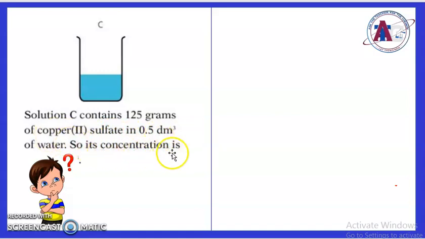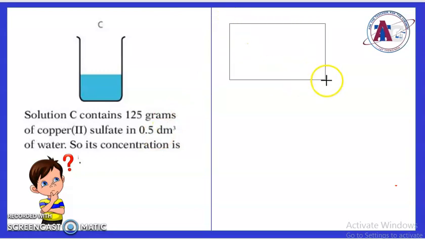So its concentration is what? If concentration is the quantity of solute in 1 dm cube, here we have the quantity, which is 125 grams in 0.5 dm cube, not 1 dm cube. So what will be the concentration? Just like we said earlier, the concentration is the quantity in 1 dm cube. So what we'll do is this.